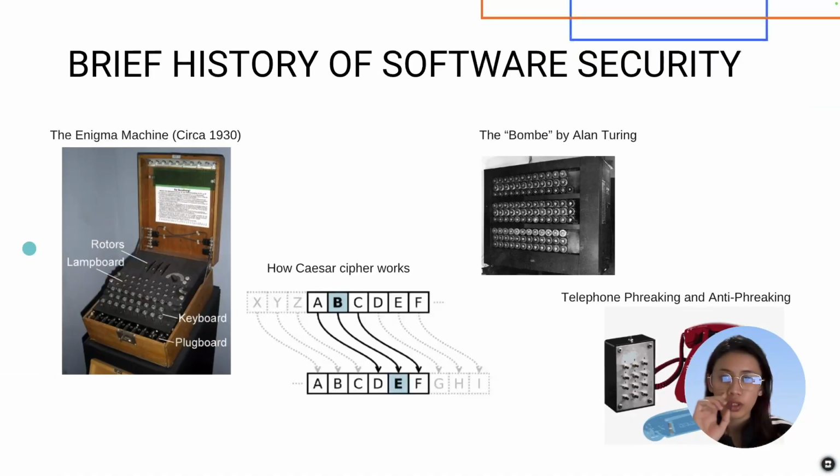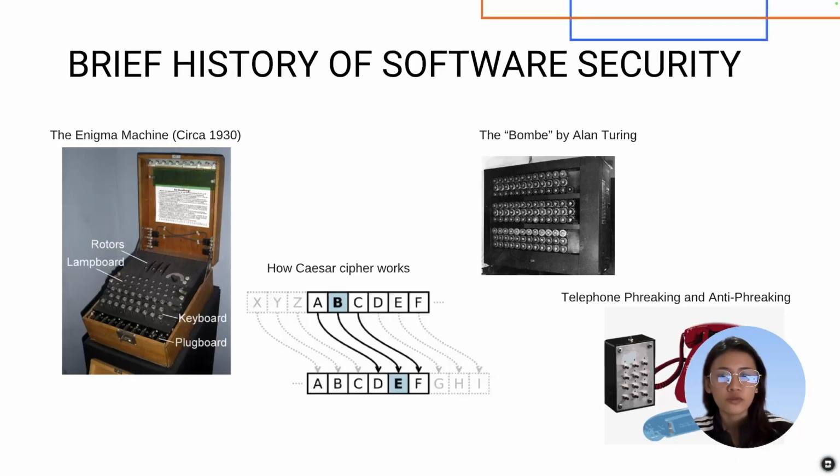So to start with, we have here the brief history of software security. How did it all start? As systems evolve to transmit, process, and store information, individuals also began to find ways to break, manipulate, or bypass these systems.